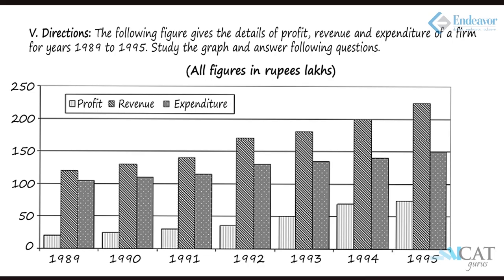So this is the total of 7 years. If I divide it by 7, we get an answer which is 168. So 168 lakh is the right option here.